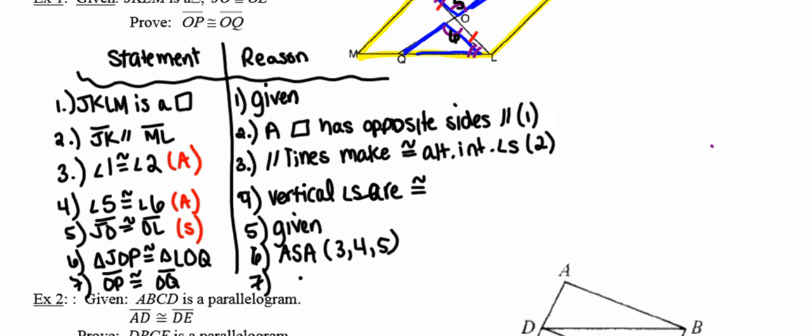I can say when two triangles are congruent, all their corresponding sides or all their corresponding angles must be congruent, but I'm just going to use CPCTC: corresponding parts of congruent triangles are themselves congruent. And then I'll cite statement 6 because that's where I talked about my congruent triangles. All right, so number 1 is a wrap.